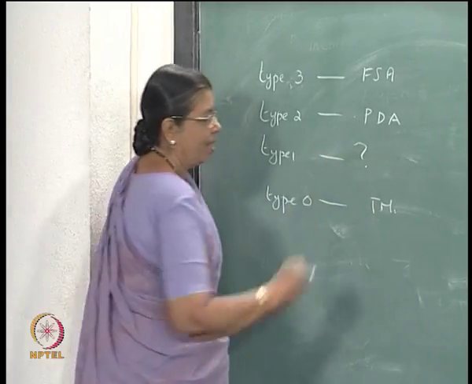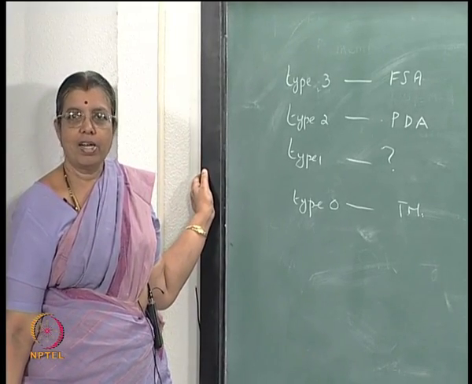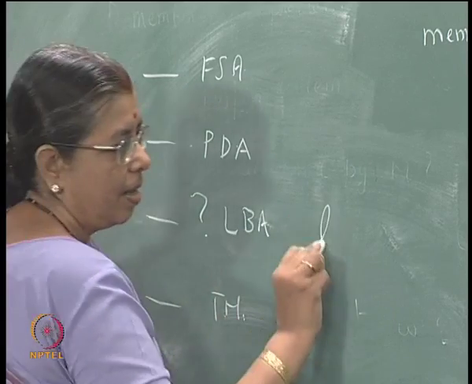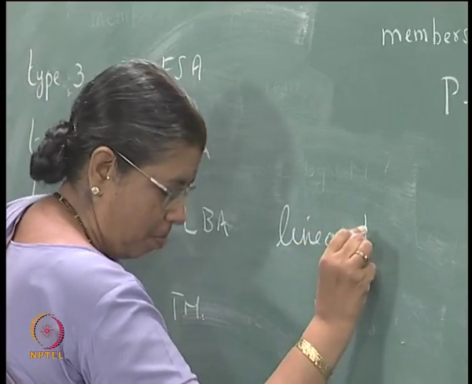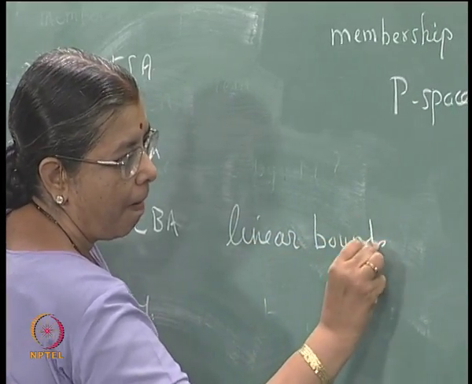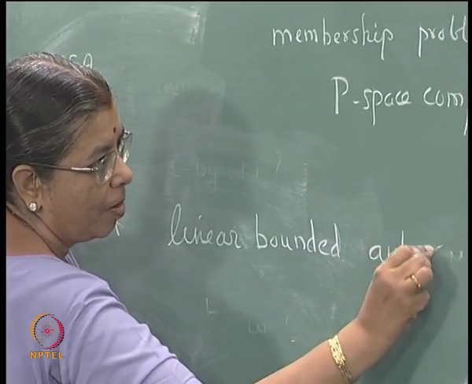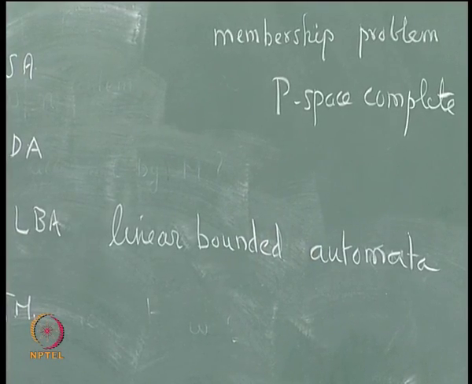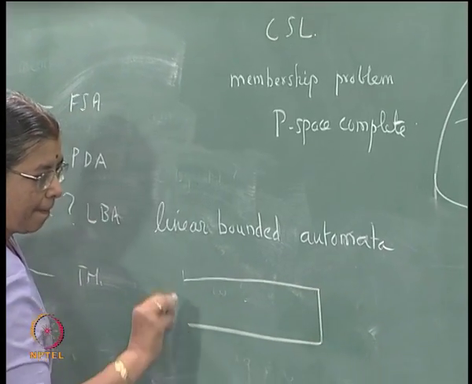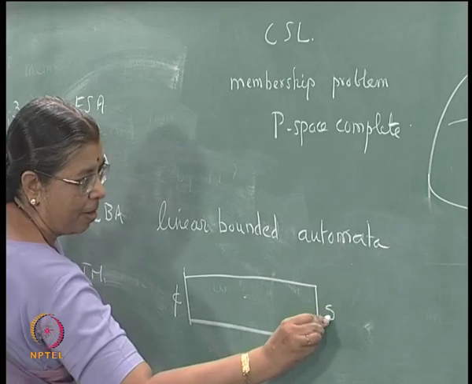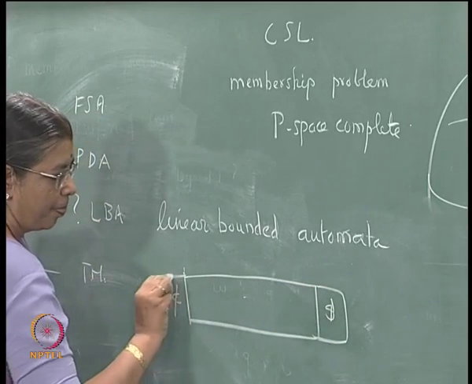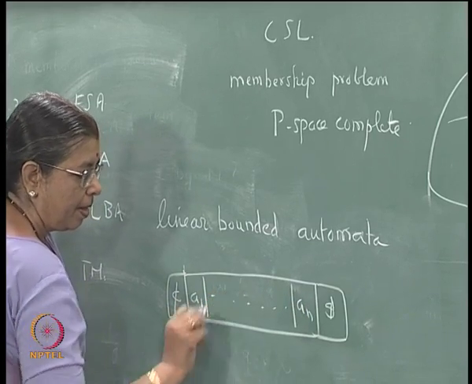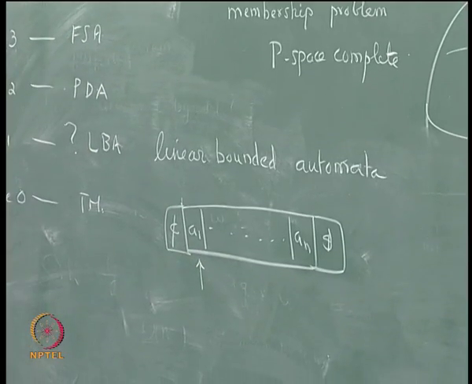What is the automaton for type 1 grammars? It is called LBA, or linear bounded automata. What is a linear bounded automata? It has a tape which is linearly bounded with end markers. You have a tape, the input will be given on the tape, and the machine will start here in the initial state.